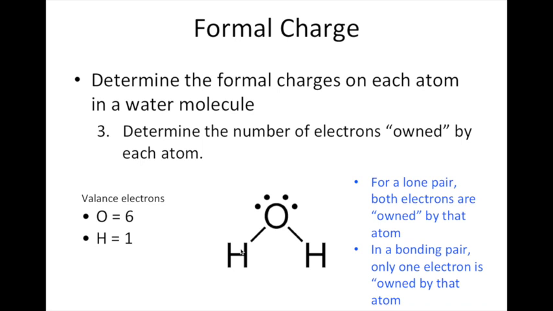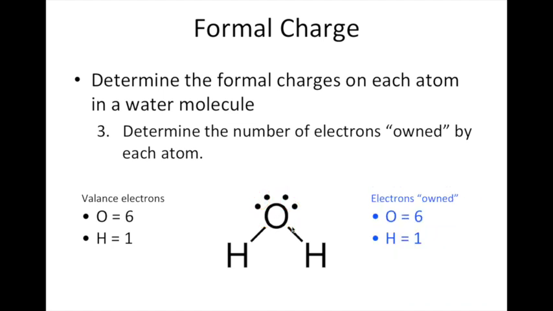So let's take a look at oxygen. Oxygen has one lone pair around it, so it owns both of those, and it has another lone pair, so it owns both of those. So oxygen owns 1, 2, 3, 4. Then it has a bonding pair. It only owns one of those bonding electrons, and then it has another bonding pair. It owns only one of those. So oxygen has 1, 2, 3, 4, 5, 6. It owns 6 electrons. Hydrogen, of course, has no lone pairs and only one bonding pair. So hydrogen owns only one of those electrons, as does this hydrogen. I only have one hydrogen here, but this applies to both of those.